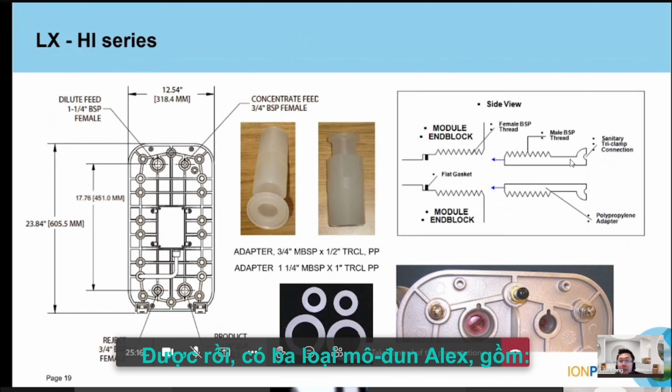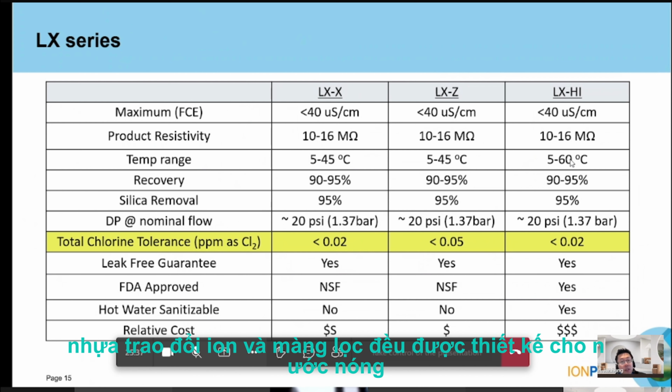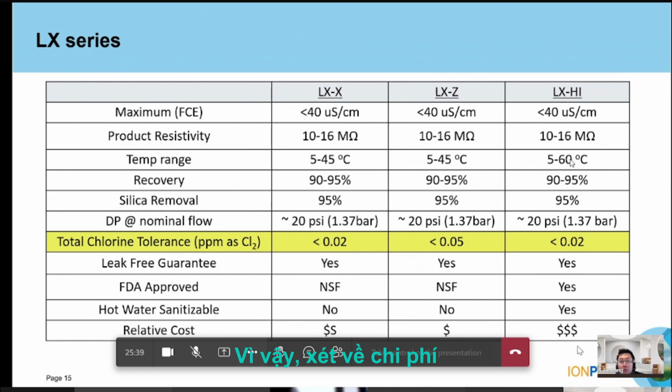There are three kinds of LX modules: the X series, the Z series, and the hot water series. I'll jump straight into the price. The hot water series is the most expensive, because all of the parts, the spacer material polysulfone, the resins and membranes, are all rated for hot water. After that, there are the X and Z series. They are very similar in terms of performance, but you will notice that the X series is more expensive.